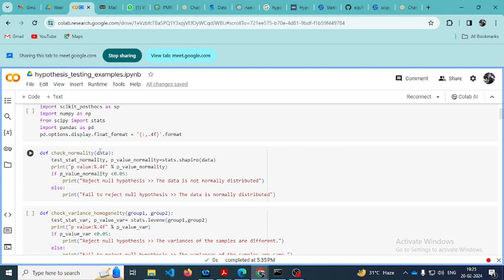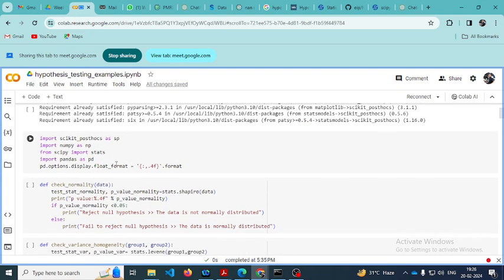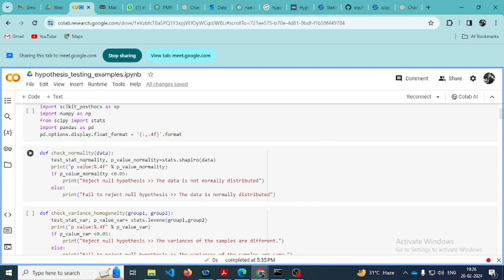We can name it check normality. You have some data, and you can test this normality. For this, we are checking whether the data is normally distributed or not.